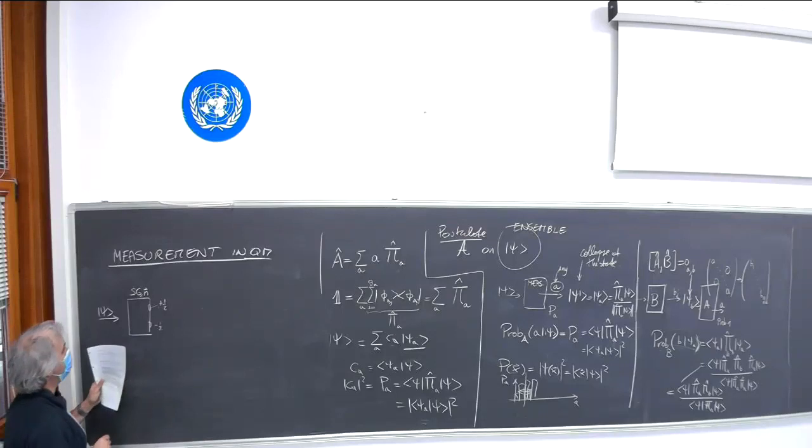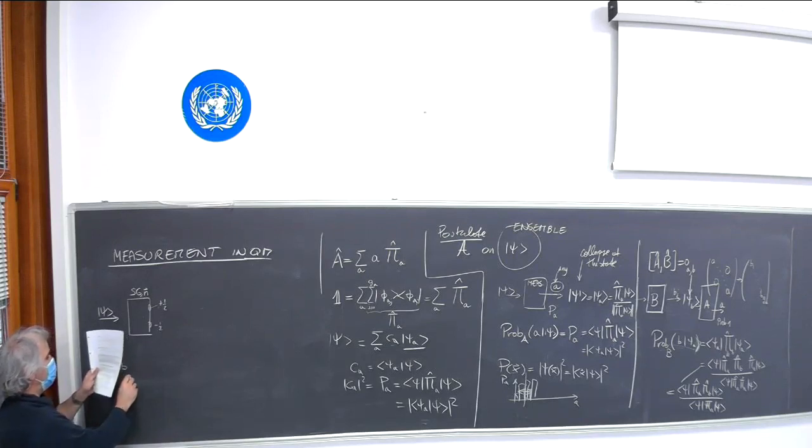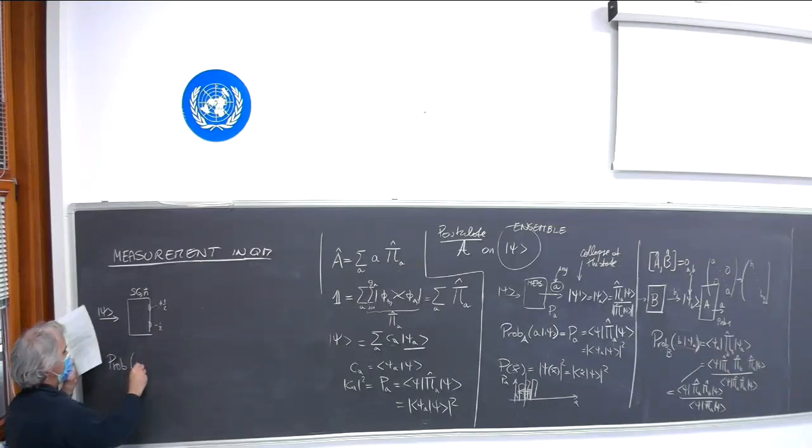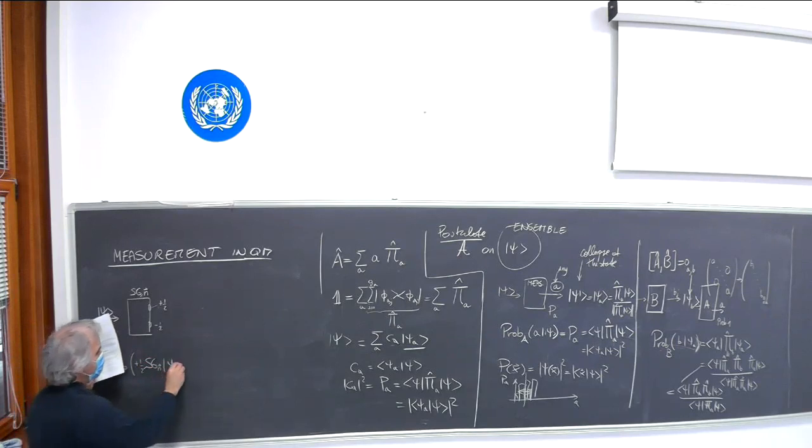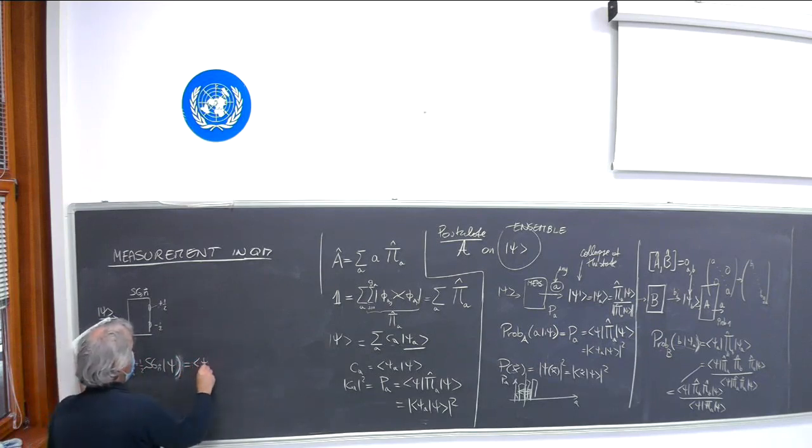According to the postulate we just saw, the probability that I measure, say, the state plus 1/2 with the filter apparatus n, in the state psi, the notation is a little bit, not precisely the same, but you understand what I mean, is equal to the expectation value in psi.